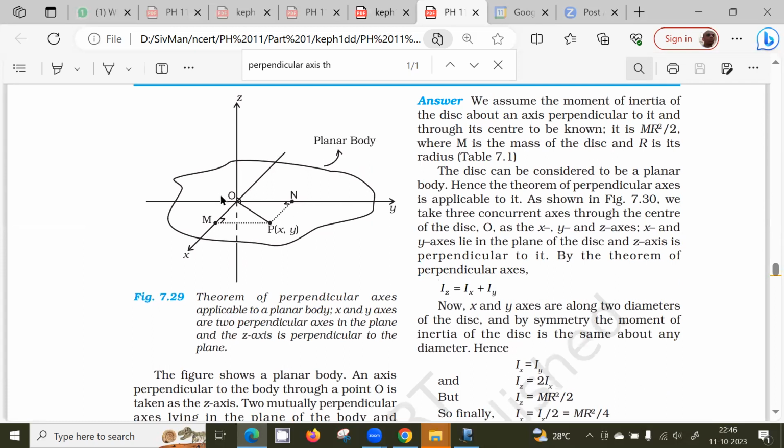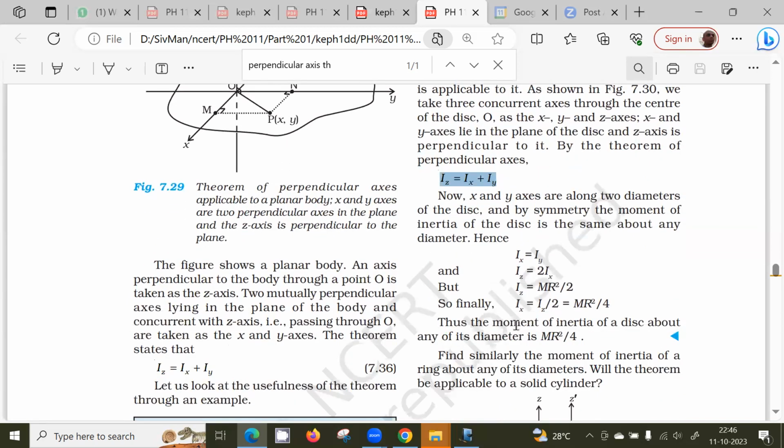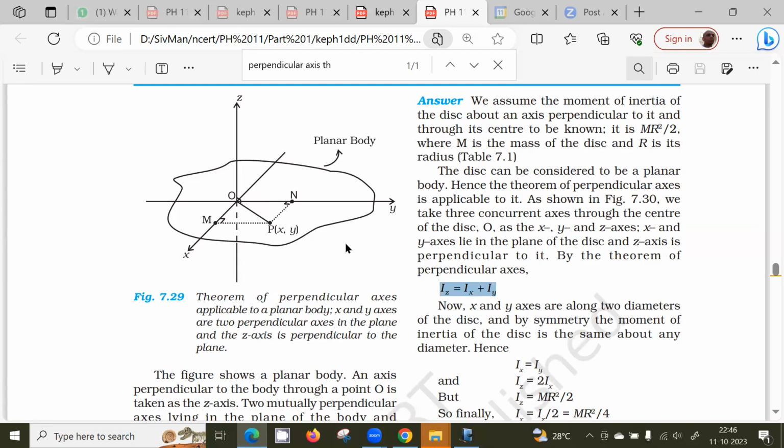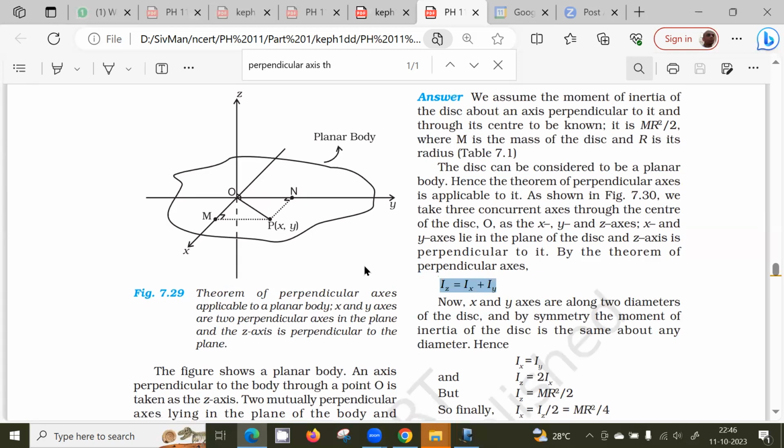The moment of inertia of this flat plate about the z-axis is related to the moments of inertia about the x-axis and y-axis. The moment of inertia of this plate about the x-axis we call Ix, and about the y-axis it will be Iy. That is related to Iz as Iz equals Ix plus Iy. This is the perpendicular axis theorem, and it comes from the Pythagoras theorem, which I already explained. So this is for 2D bodies, and the plane of the body should be flat.